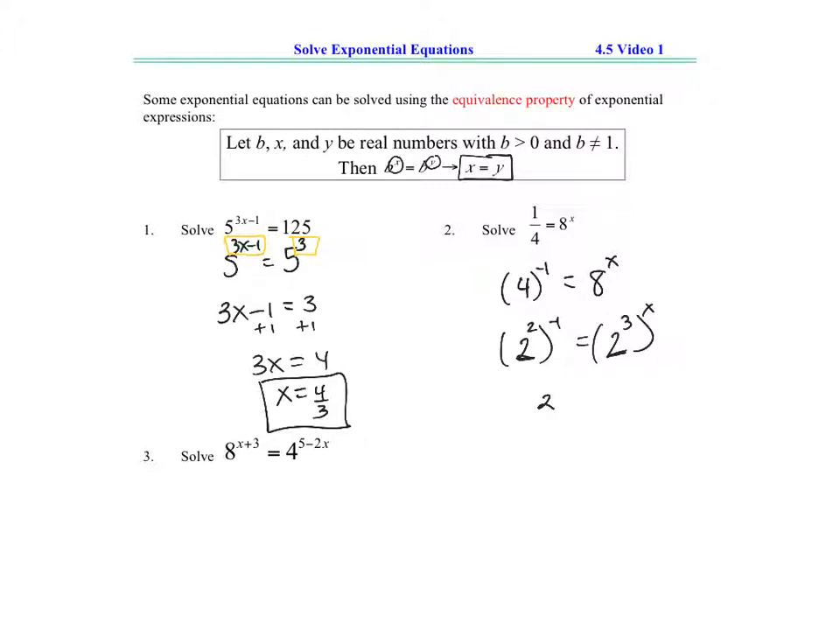Okay, so here we get to multiply our exponents. So this would be 2 to the negative 2, and then multiply 3 times x. So it would be 2 to the 3x. And now we get to use the equivalence property. Those exponents have to be the same or that equation is not true. So then we can rewrite that as negative 2 is equal to 3x. And then solving that, we would get x equals negative 2 thirds.